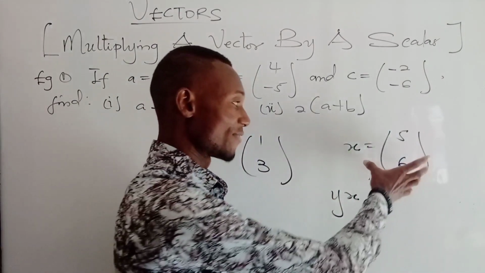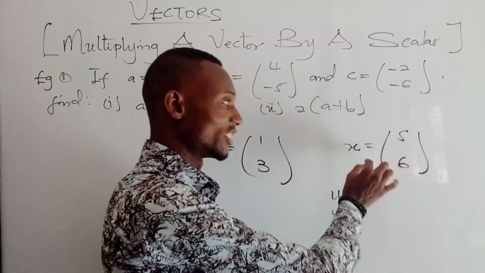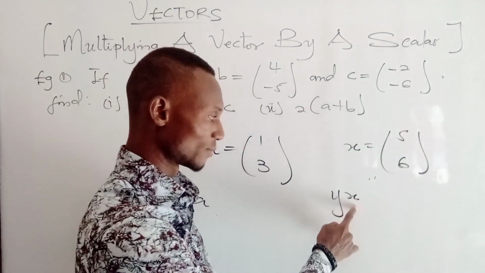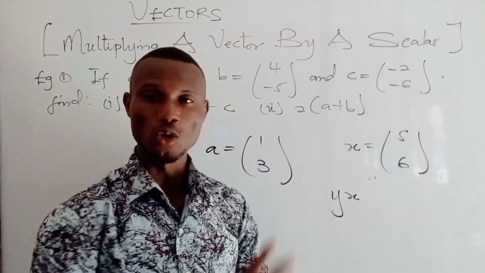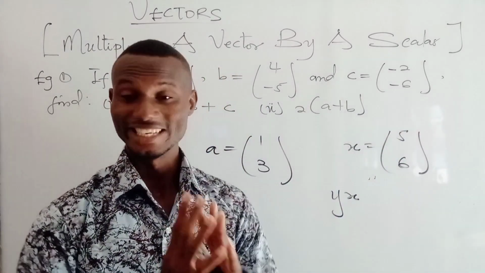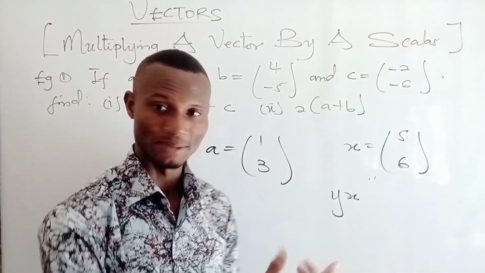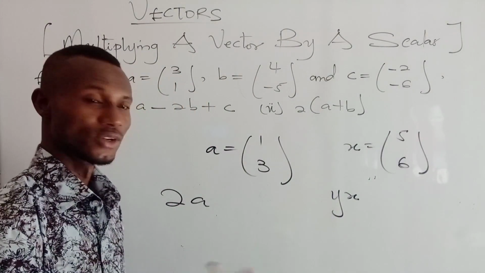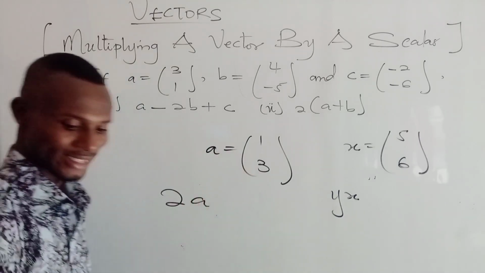Because I've defined s here as a vector which is equal to 5, 6. So the y is multiplying the vector s. I hope you understand up to this point. So the y is a scalar, and also the 2 here is a scalar. So let's go ahead and tackle this one.